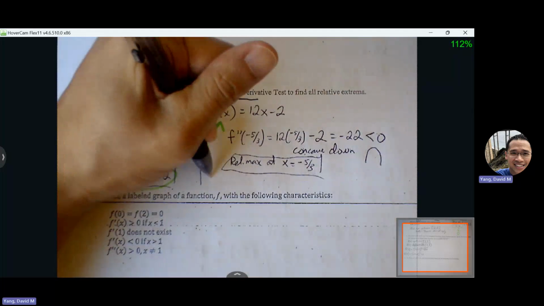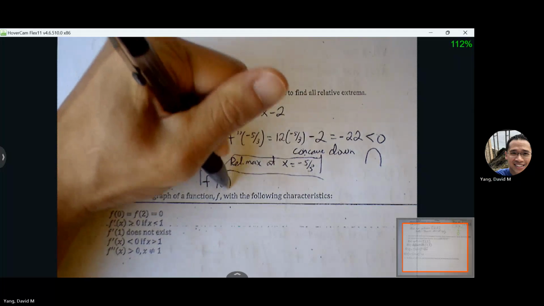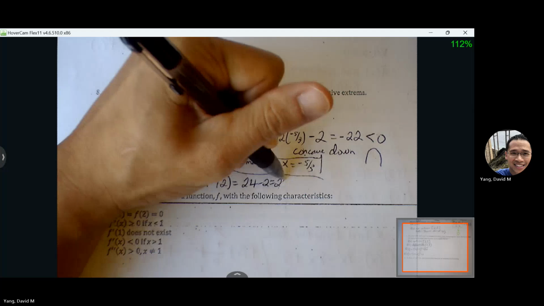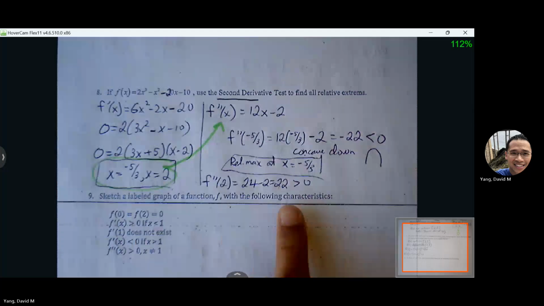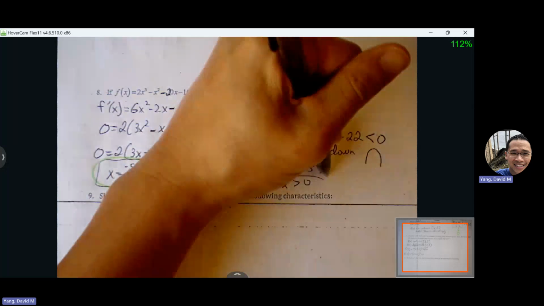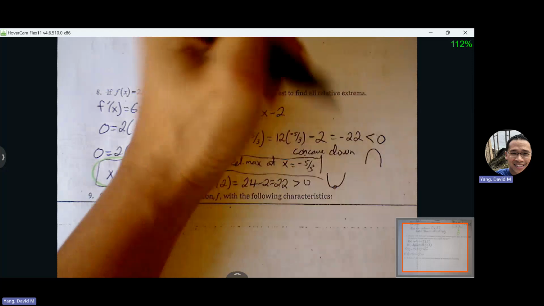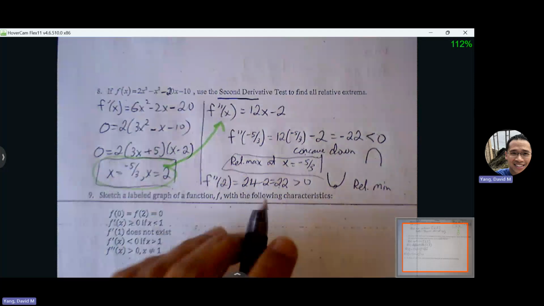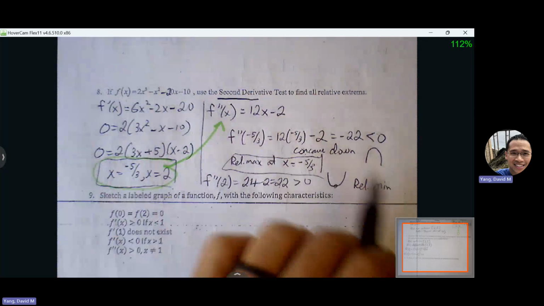Let's test the other candidate. Give me a positive number. We don't really care about that number. It's the fact that it's positive. Positive means concave up. Concave up looks like this. We must be looking at a relative minimum. You don't have to say because statements for second derivative tests. Your work will be your justification.